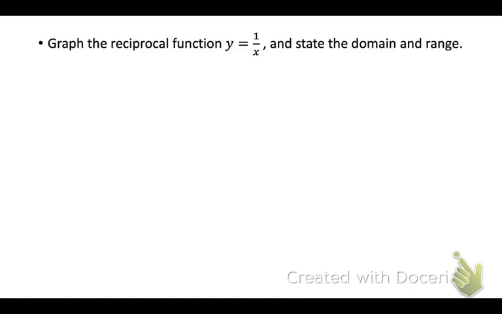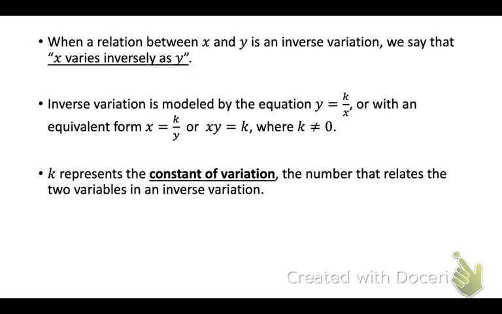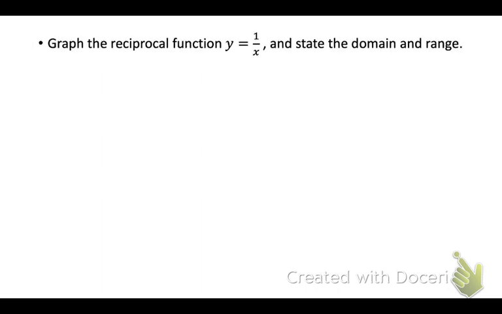Okay, so it says graph the reciprocal function. We're just going to look at this for today, and state the domain and range. Okay, we'll do this part and then we'll go on. So I have 1 over x, yes? And I said graph it, but I didn't tell you anything about it.